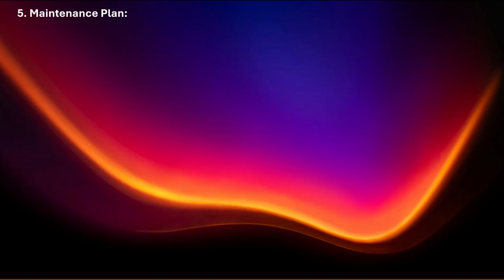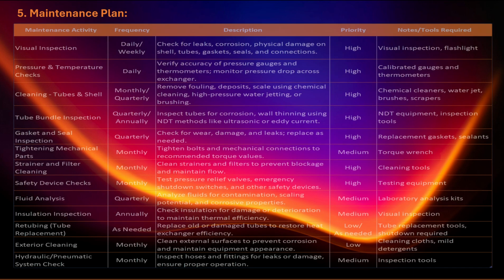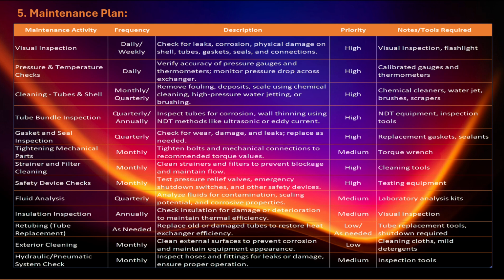Now we will discuss the maintenance plan. Regular preventive maintenance is scheduled to avoid unscheduled downtime of the equipment. Computerized maintenance management systems, CMMS, are used to track maintenance activities and predict failures.